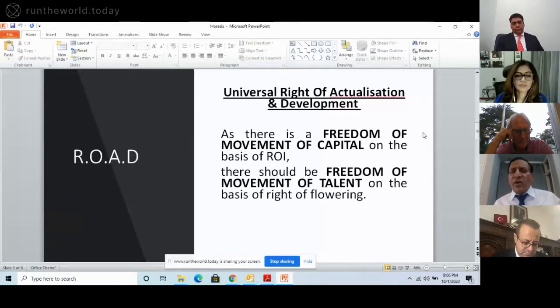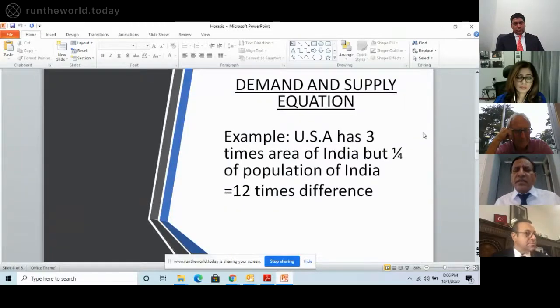We have this phenomenon of what I call flood on the one hand and famine on the other. That is too much population in some areas and relatively too little population in other areas. Just to give one example, America has three times the area of India, but the population of America is only one quarter of that of India. So too many people and too little area in one place, and too few people and too much land, like Canada, in another. There is a gap between the supply on the one hand and demand on the other.